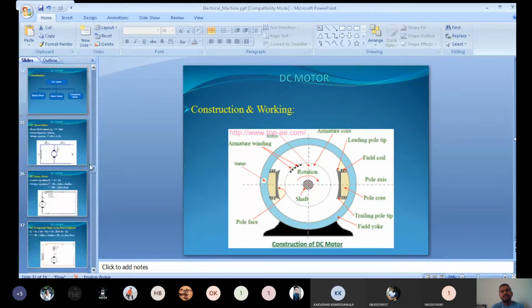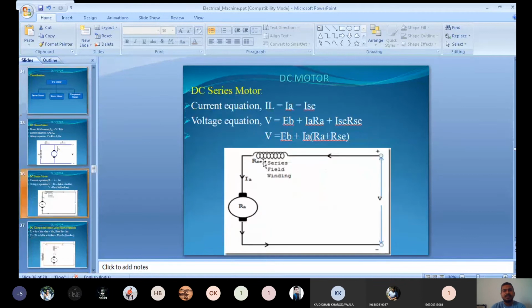Okay, now this is the series field winding, because this field winding is connected in series with the armature winding. Okay, so which type of series field winding is there? It has less number of turns and thicker conductors.